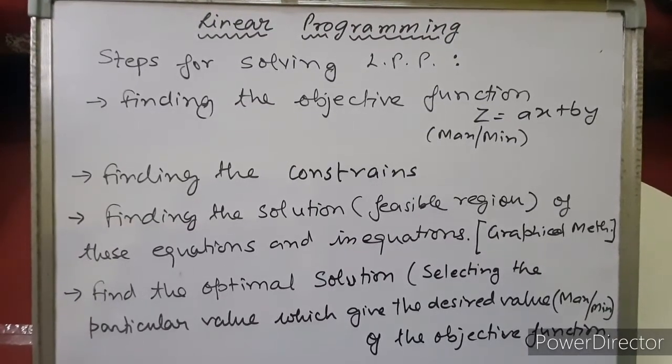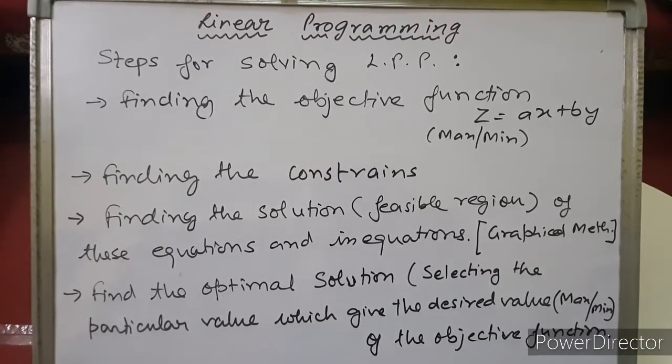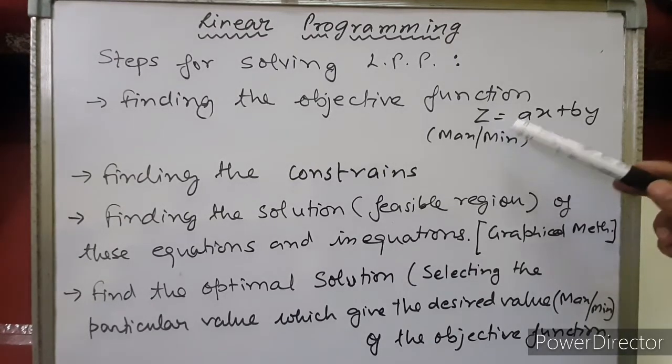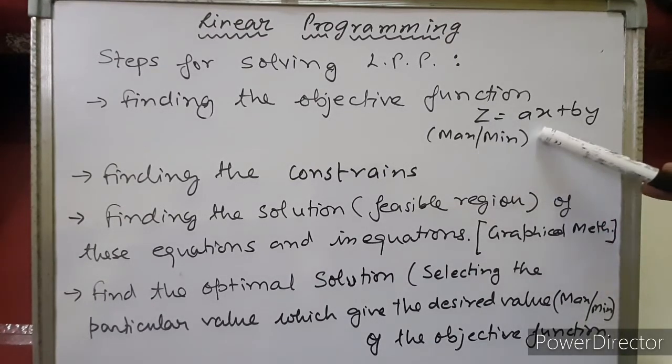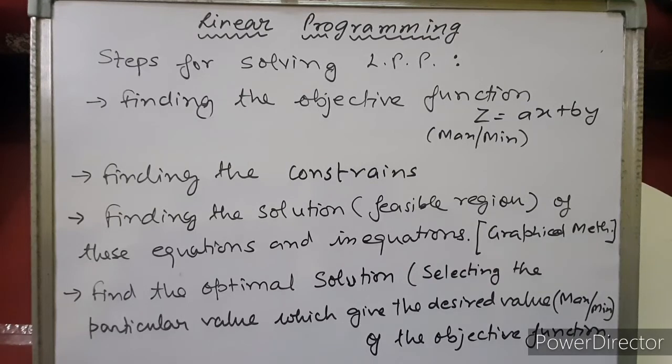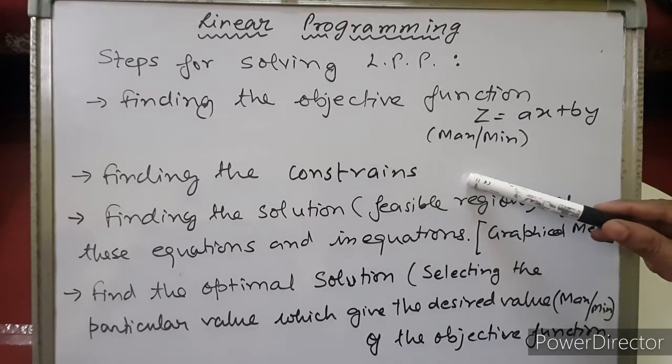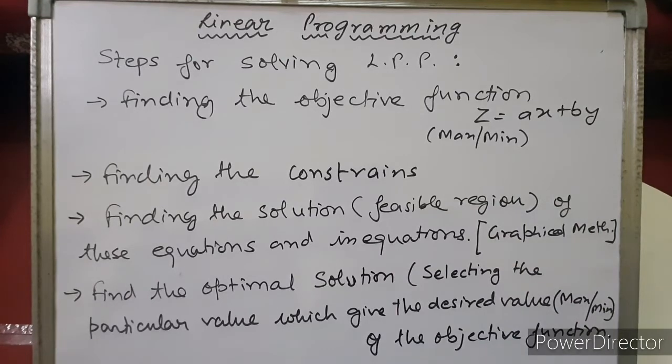Now, children, we are going to see the steps for solving a linear programming problem. The first step for solving the LPP is finding the objective function. The objective function will be in the form of z, which could be maximum or minimum, equals ax plus by. X and y are the variables which follow the non-negative restriction, which means the values of x and y will always be greater than or equal to 0. Next, finding the constraints. We have studied equations and inequations, right?